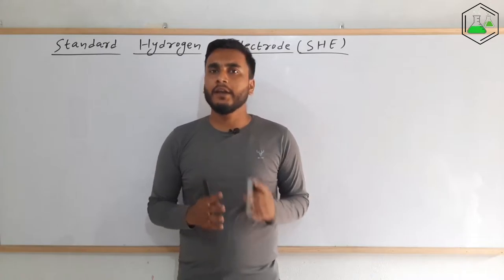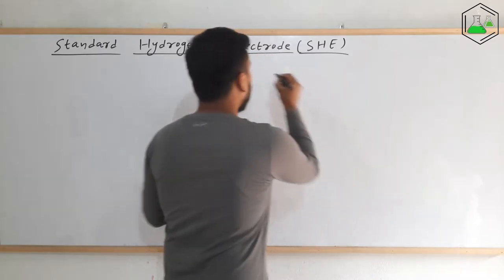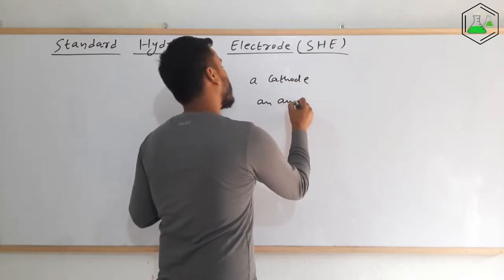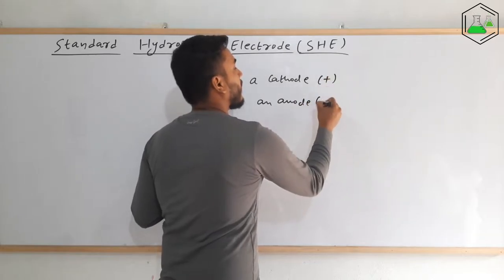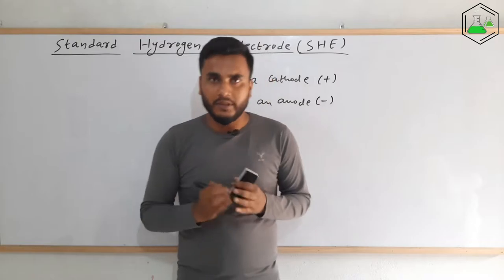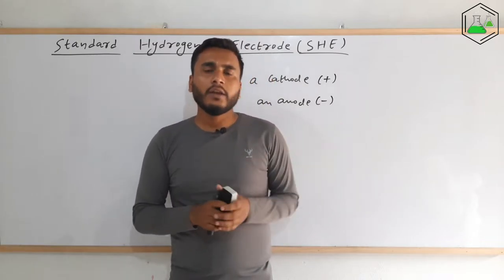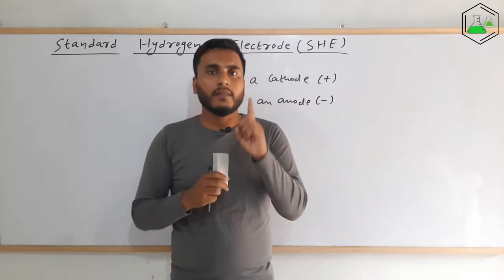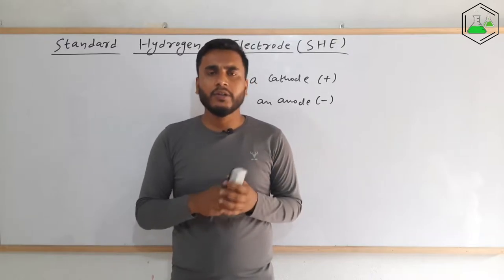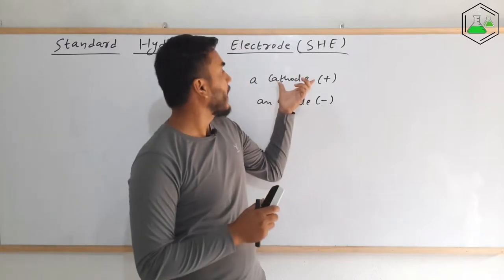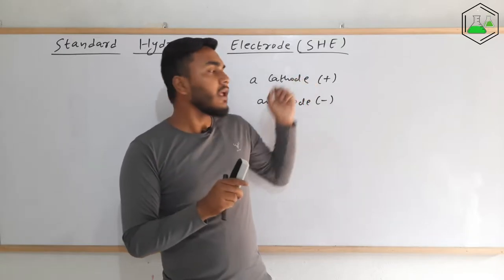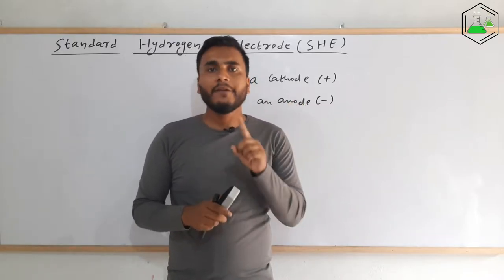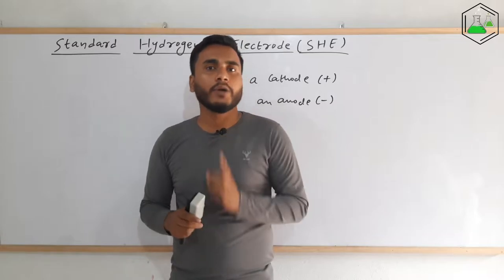For the conduction of electricity in a cell, it must have two electrodes. They are a cathode and an anode. Cathode is the positive terminal of the cell and anode is the negative terminal of the cell. So if we consider a single electrode, then obviously we can't find the electrode potential of it because it can't conduct electricity. A single electrode cannot conduct electricity because it can't complete the circuit. If we just talk about a cathode, then obviously it will need an anode. If we talk about anode, then it will need a cathode. So a single electrode cannot conduct electricity. And if it can't conduct electricity, we can't find the electrode potential of it.